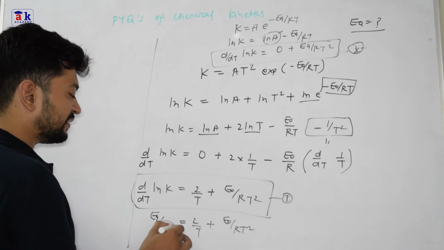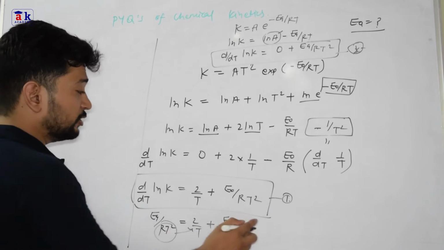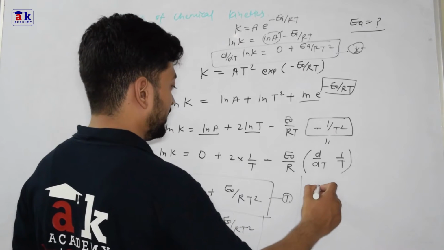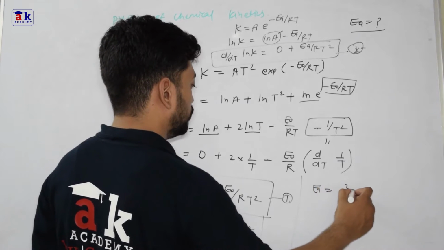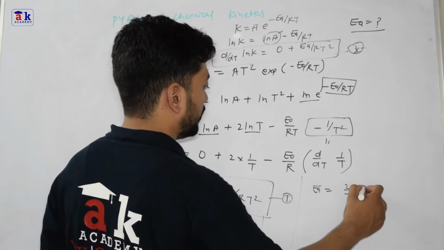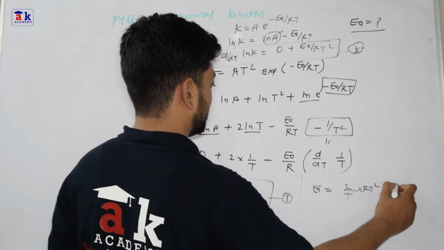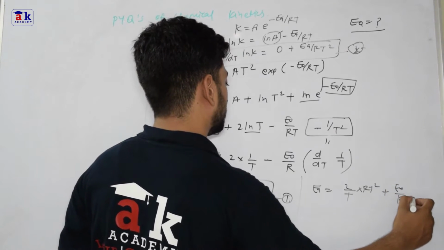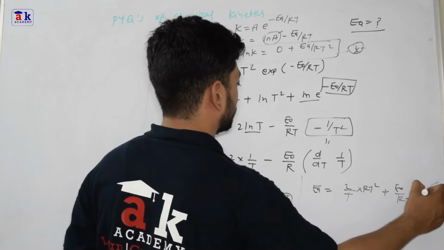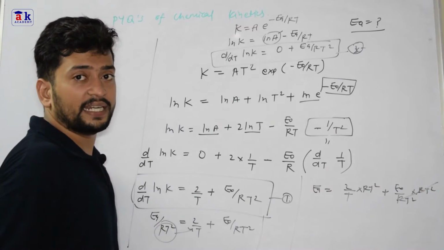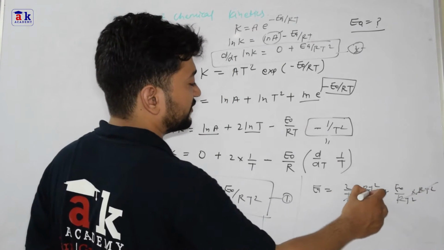So we will shift this RT square on this side. So what will it become? It will become EA is equal to 2 by T into RT square plus E naught upon RT square multiplied by RT square. So this RT square and this RT square will get cancelled, and this T will cancel this one, right?